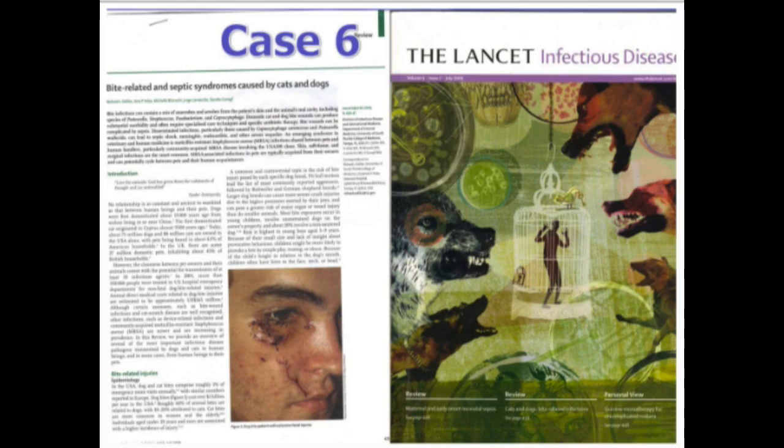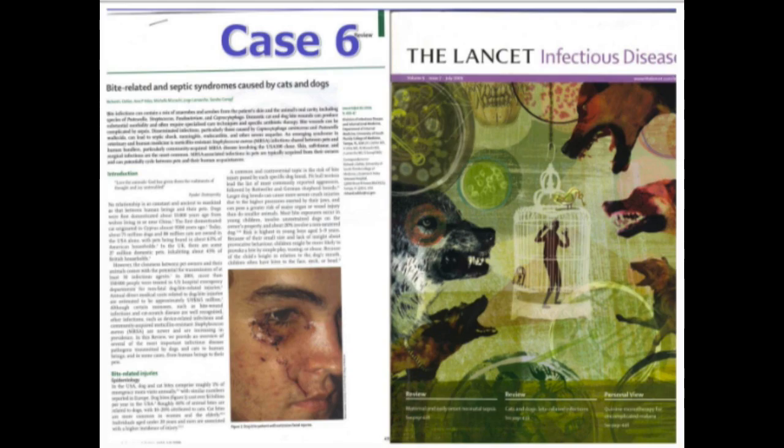As far as the most common organisms, of course, we have the Pasteurella and the Capnocytophaga, along with anaerobes from the pet's mouth. But in addition, methicillin-resistant Staph aureus that can colonize the victim or the pet or both can be associated. So you have to treat not only your anaerobes, the Pasteurella, the Capnocytophaga, but also the MRSA.